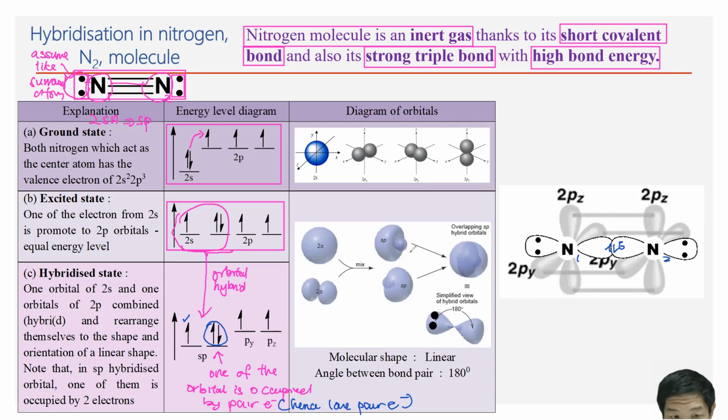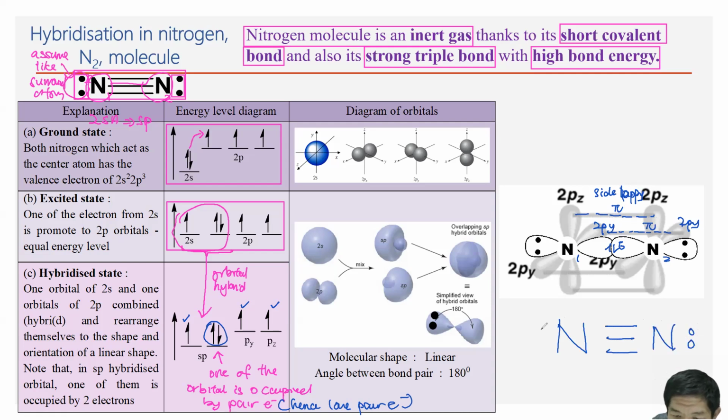form a sigma bond. And then inside here, you have 2py and 2pz, which are unhybridized. So the 2pz will side-overlap with the other 2pz to form one pi bond. And then the 2py will side-overlap with another 2py to form another pi bond here. So in other words, the N triple bond N here, you shall have one sigma bond and two pi bonds. So that is how you are going to describe the hybridization inside the nitrogen molecule.